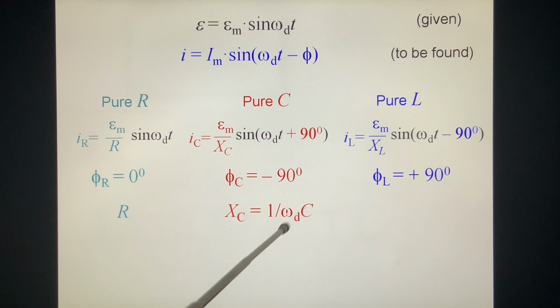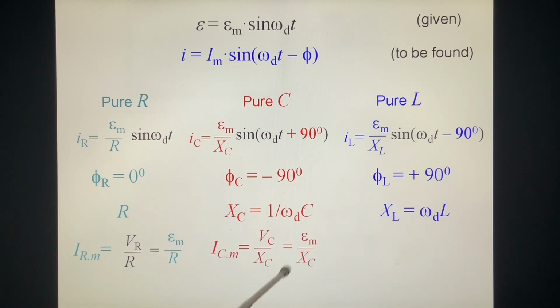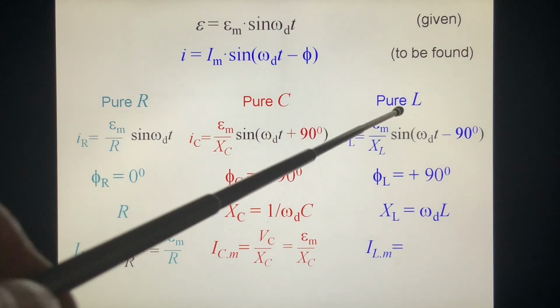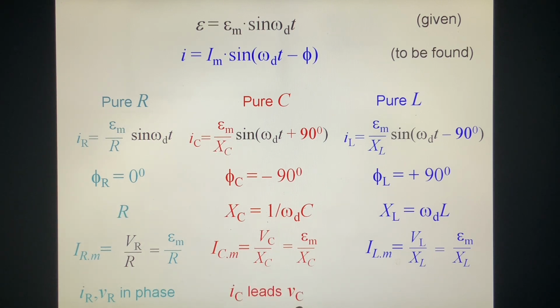Xc is 1 over omega C. XL equals omega L. Im for the resistor equals VR over R. For the capacitor, Im equals Vc over Xc, where Xc is 1 over omega C. For pure inductance, Im equals VL over XL, where XL equals omega L. To summarize: for the resistor, current is in phase. For the capacitor, current leads voltage. For the inductor, voltage leads current.